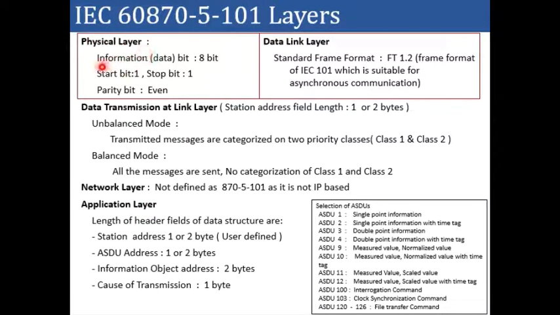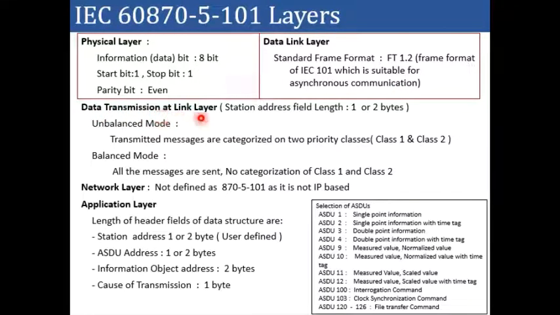So the physical layer contains the information bit which is 8 bits in length. Then we have a start bit, a stop bit, and the parity bit. In case of data link layer, the standard frame format utilized for the data communication is FT 1.2. This is the frame format which the IEC 101 is utilizing for asynchronous data communication.